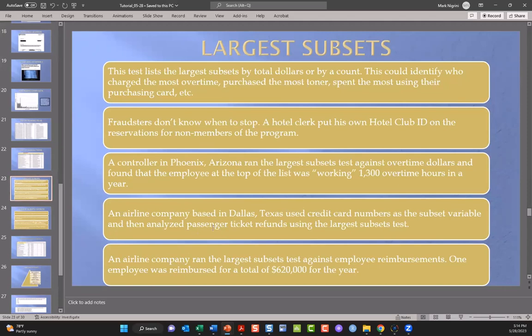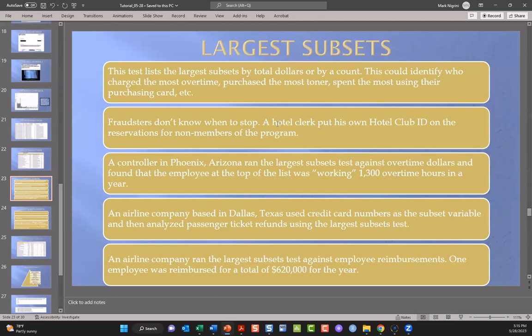Here's another one. These were employee reimbursements for travel. Just total everybody and give me the largest person. This is an airline in Dallas. We looked at credit card numbers and we just wanted to say who's getting the largest refunds.